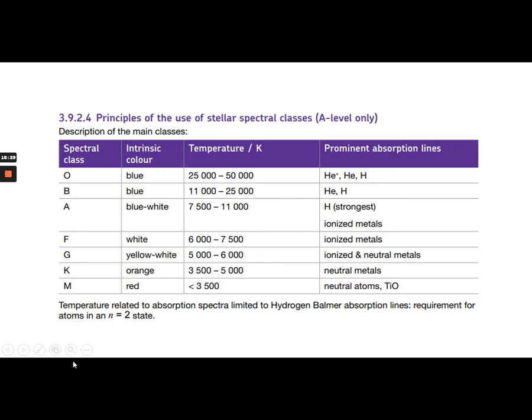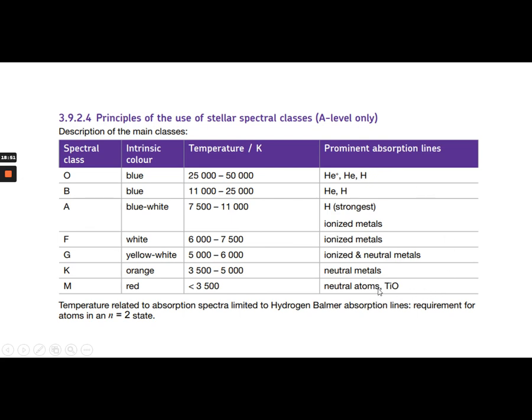Here's the colours. It's pretty much the rainbow, isn't it? Red, orange, yellow, green, blue, blue, blue. Let's forget about indigo and violet for now. But yeah, they put blue, white and yellow, white. It's essentially the whitest of the blues, that one. But that's the only one with yellow in. You do need to know where our sun sits. Our sun sits just below the 6,000 Kelvin mark. So it's a G-class star.